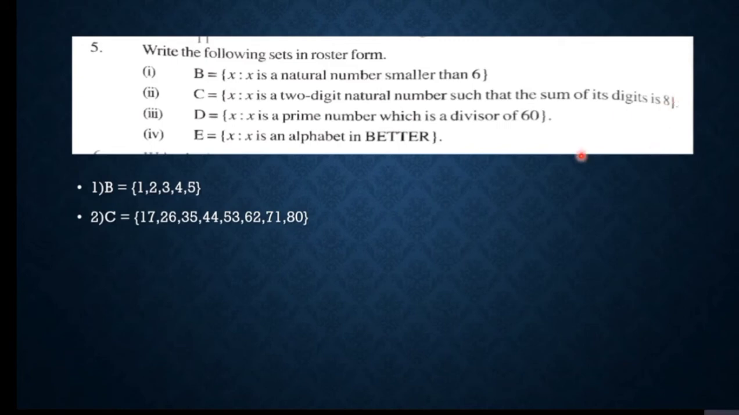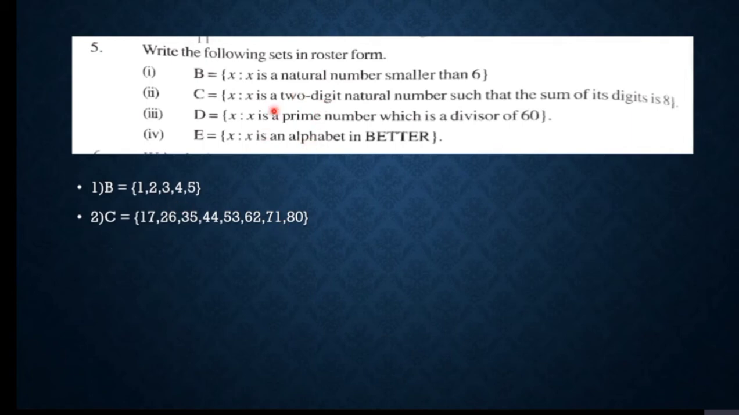1, 7: 1 plus 7 is 8. Next, 2, 6: 2 plus 6 is 8. 3, 5: 3 plus 5 is 8. 4, 4: 4 plus 4 is 8. 5, 3: 5 plus 3 is 8. 6 plus 2, 62: 8. 7 plus 1: 8. 8 plus 0: 8, 80. These are the 2-digit natural numbers such that the sum of its digits is 8. This is the roster form of the given set builder form.